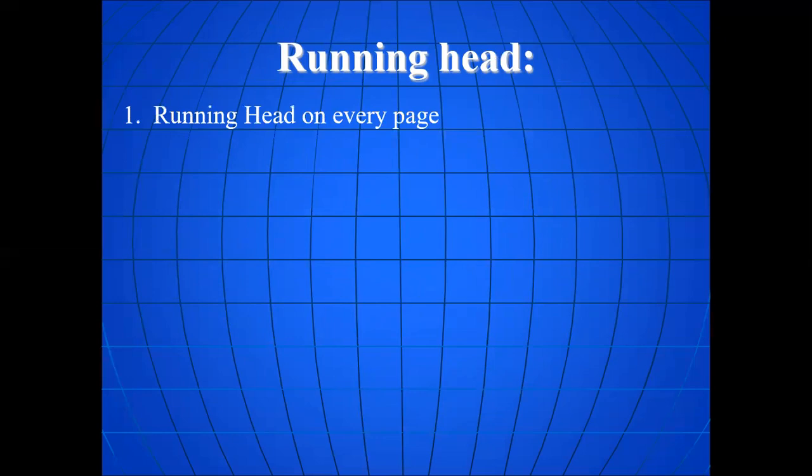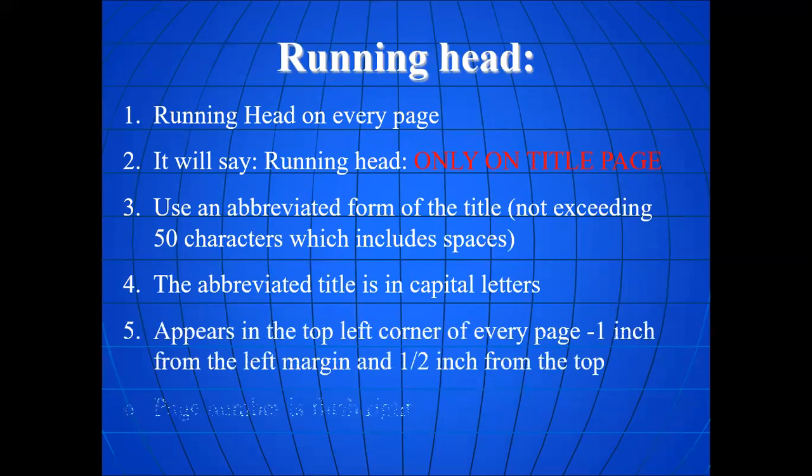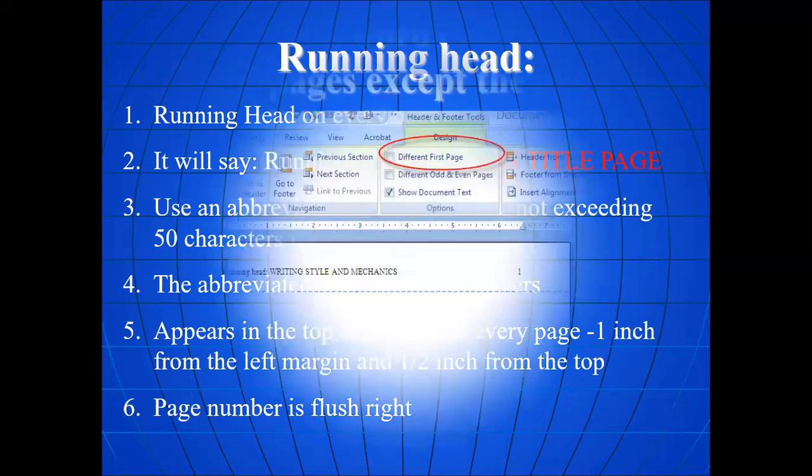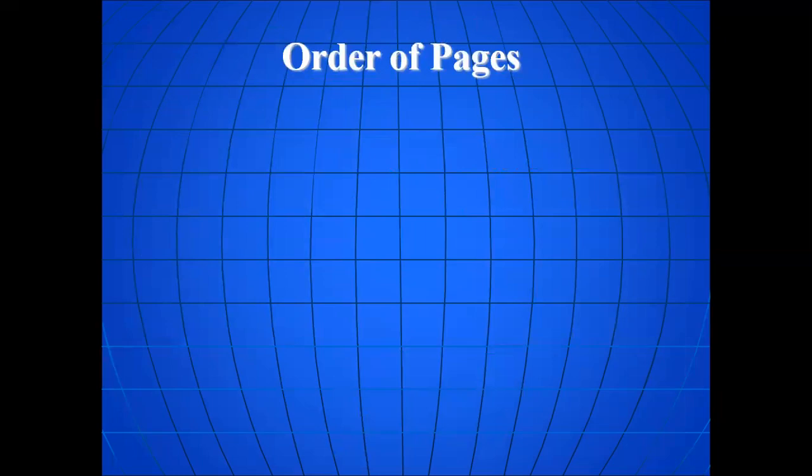Moving along, the running head occurs on every page. It will say "running head" only on the title page. The running head is composed of an abbreviated form of the title, and it should be no more than 50 characters, including spaces, and it should be all caps. You want the running head on the left margin and the page numbers on the right. If you look at the templates in Word, it will help you with this formatting. That's what it looks like.